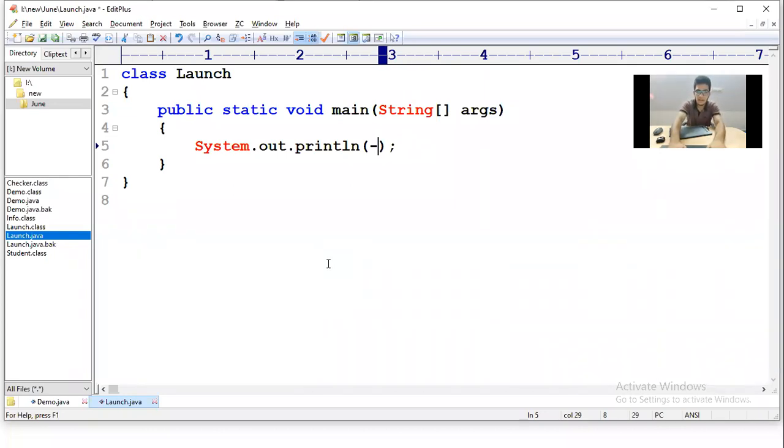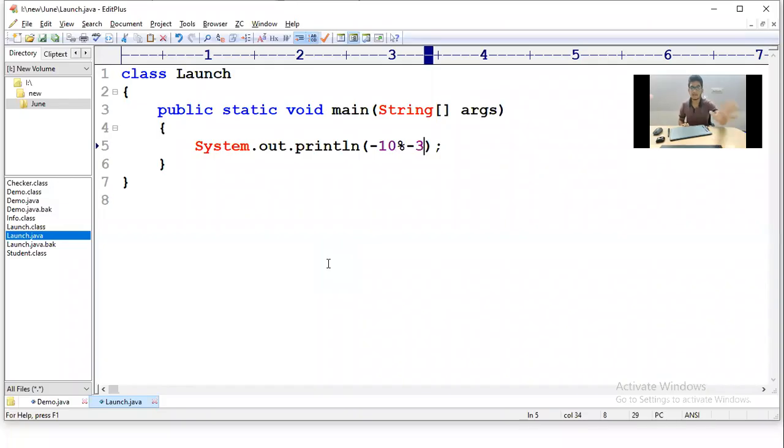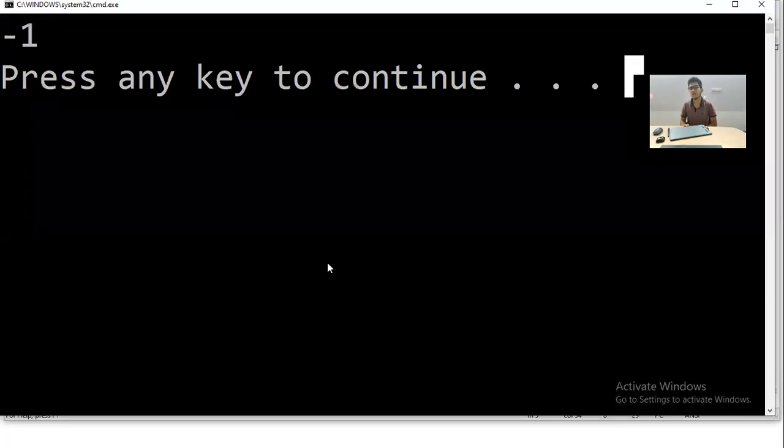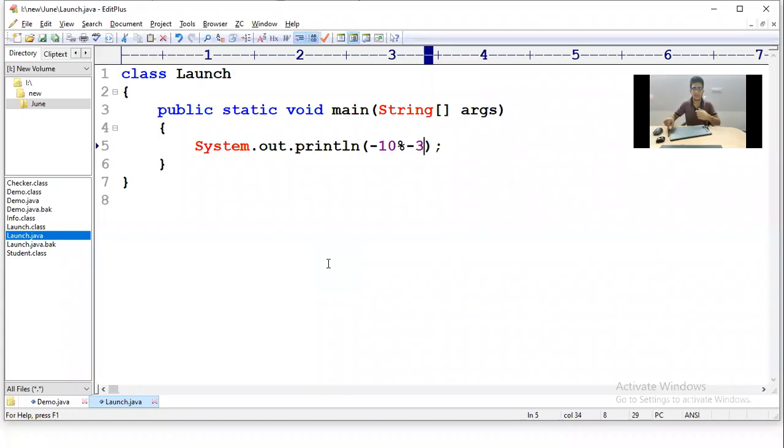Watch here, minus 10 modulus minus 3. Here negative negative doesn't cancel out. If I compile and execute, the answer is not plus 1, it is minus 1 only. How it is minus 1, I'll tell you. You don't have to worry, because it is the same trick which you have been applying till now.